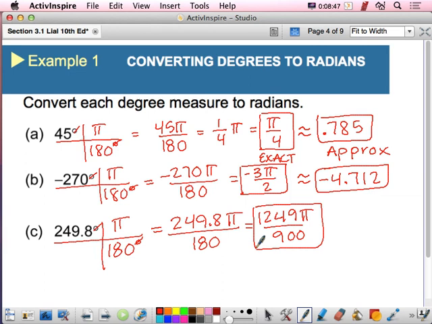If I want to convert that to a decimal, we just type that in our calculator and multiply it by the pi. And that gives us 4.360 radians. And that's how we convert from degrees to radians.